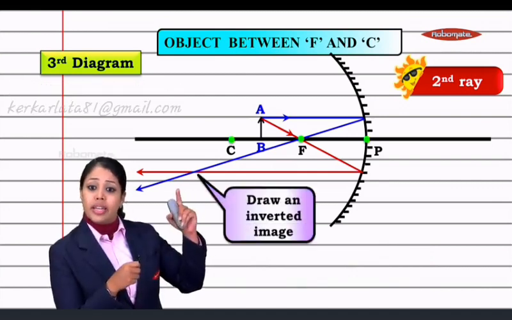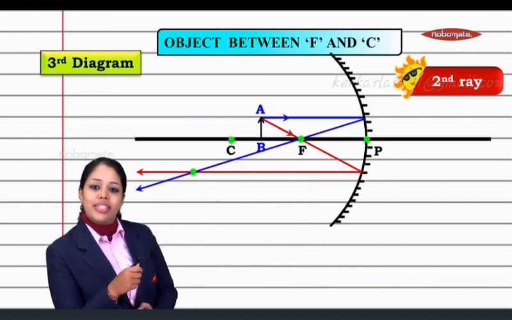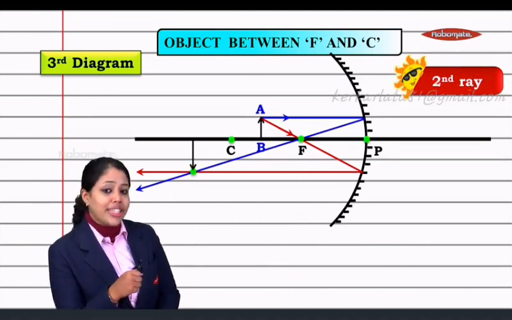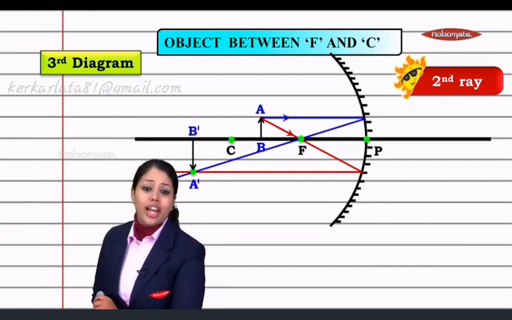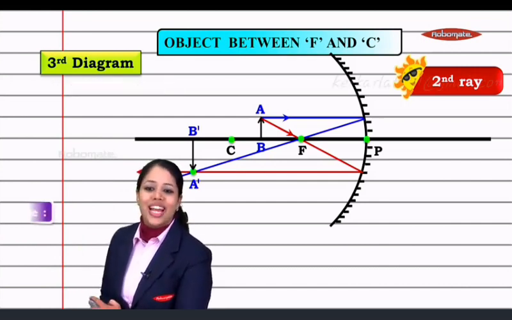So, you will make an inverted image beyond C. So, when you make an inverted image beyond C, here you make it something like this. And then you write it as A dash, B dash. Now, students, now the ray diagram is ready. Now, you know what you have to do. You have to write position and nature.